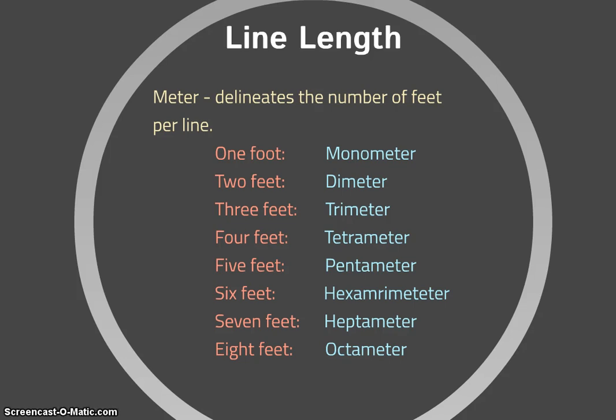Another aspect that defines a sonnet is line length. The meter of a sonnet delineates the number of feet per line. As you can see, the name of each meter directly correlates to the numerical value of feet. So a monometer has 1 foot, and an octameter has 8 feet.